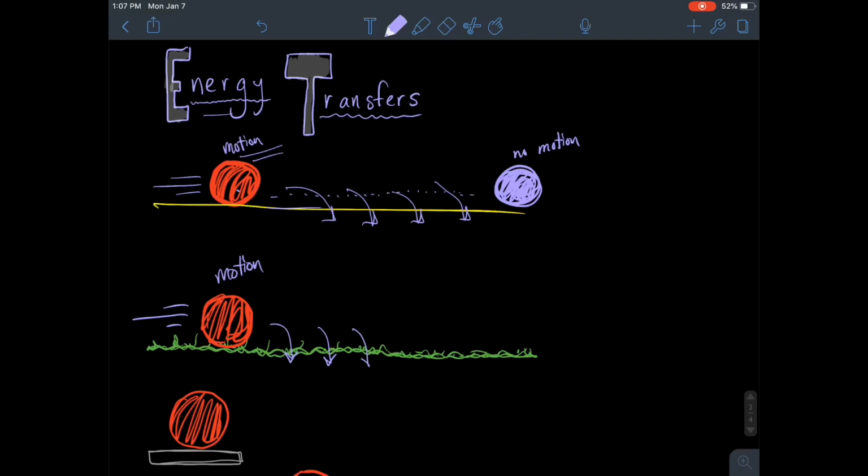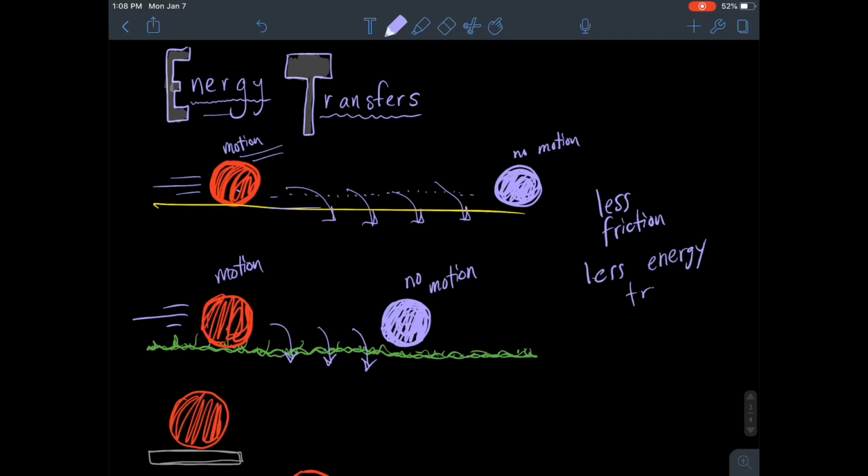The grass is going to steal some of that energy, and that ball is going to stop much sooner than it would have on a smooth surface because there's more friction. There's more energy transferred that then causes that ball to end up having no motion. So it stops. So here we have less friction, and we could also say less energy transfer. And down here, we end up with more friction. And if there's more friction, there's more energy transferred. Ran out of the page there.